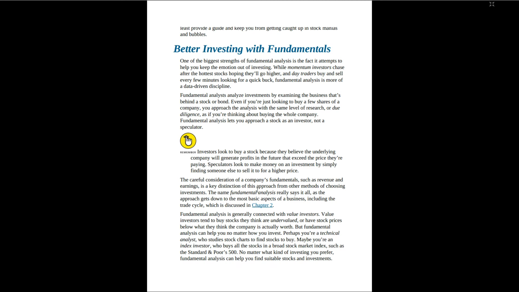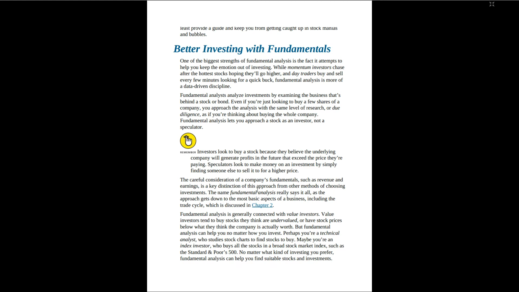Fundamental analysts analyze an investment by examining the business that's behind a stock or bond. Even if you are just looking to buy a few shares of a company, you approach the analysis with the same level of research or due diligence as if you are thinking about buying the whole company. Fundamental analysis lets you approach a stock as an investor, not a speculator.